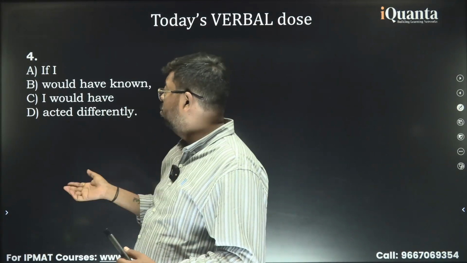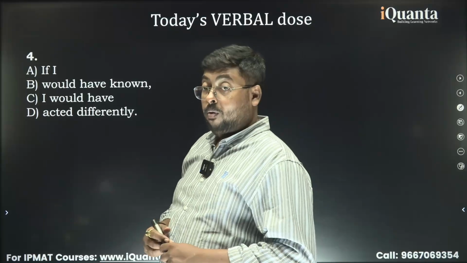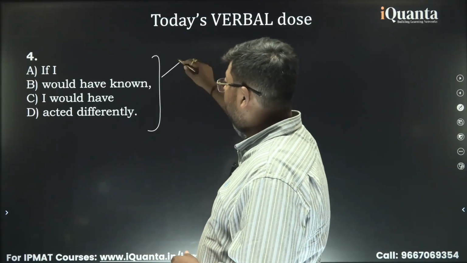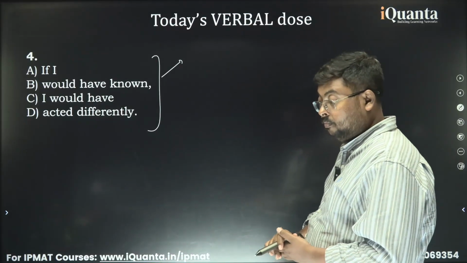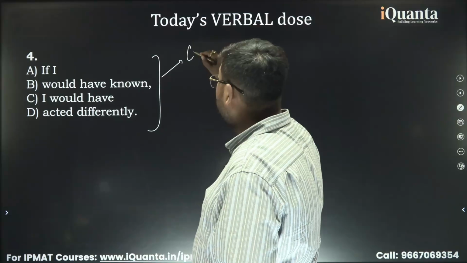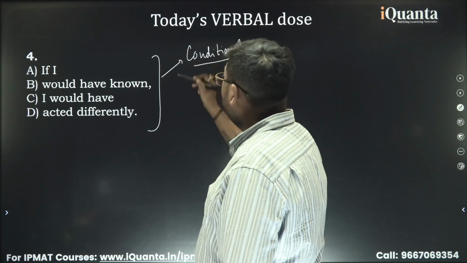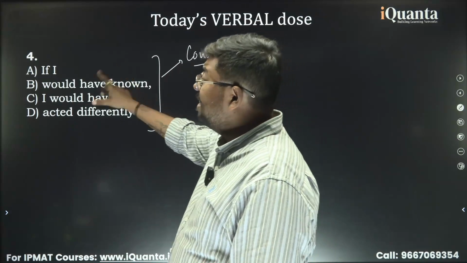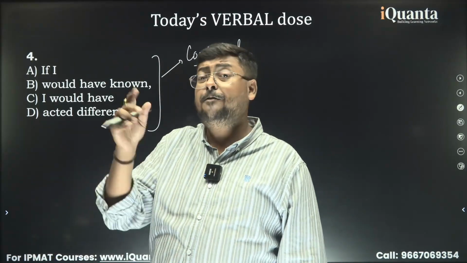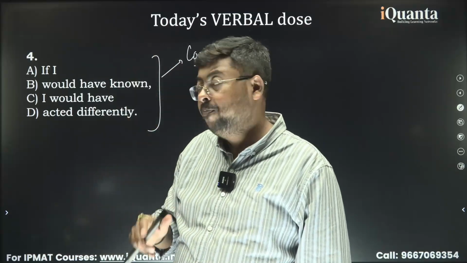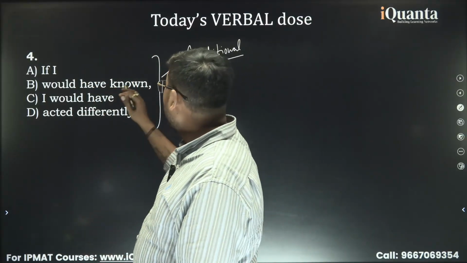Let's go to the next question. "If I would have known, I would have acted differently." Before doing the question, my question to you is, what type of sentence is this? You would say it is a conditional. Why would you call it conditional? Because the action is not happening, but it is assumed that if it had happened, something would have followed. We are only working on assumption, fine? So that's why this is called conditional.